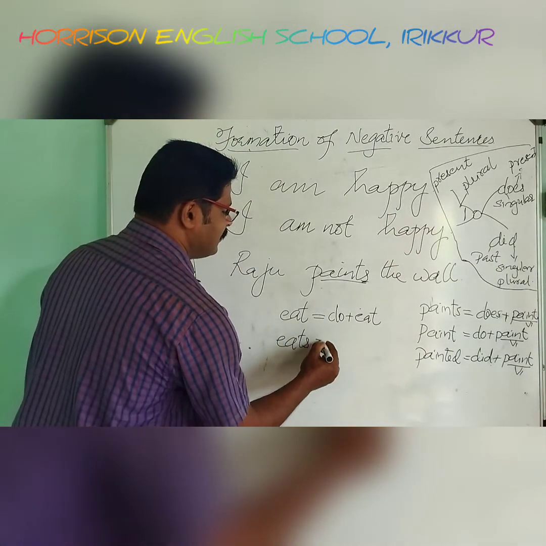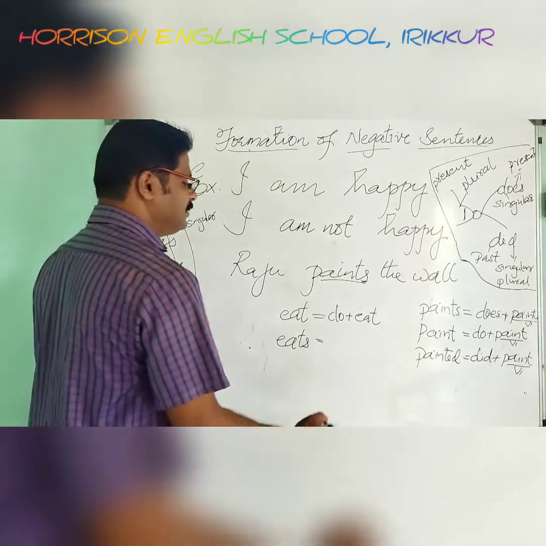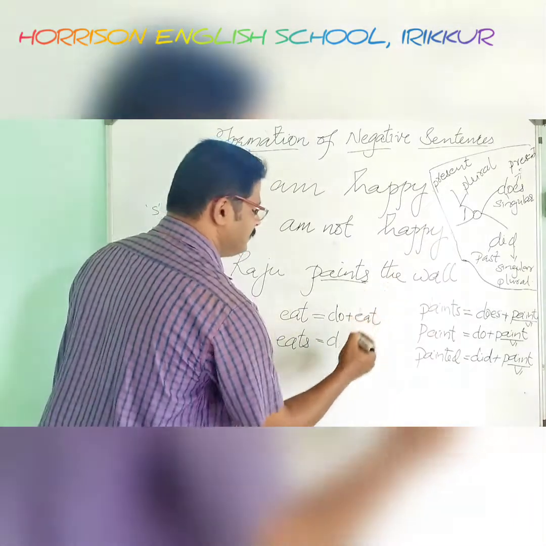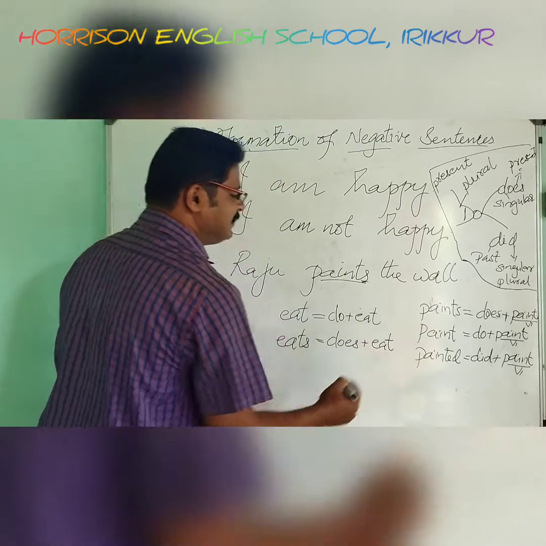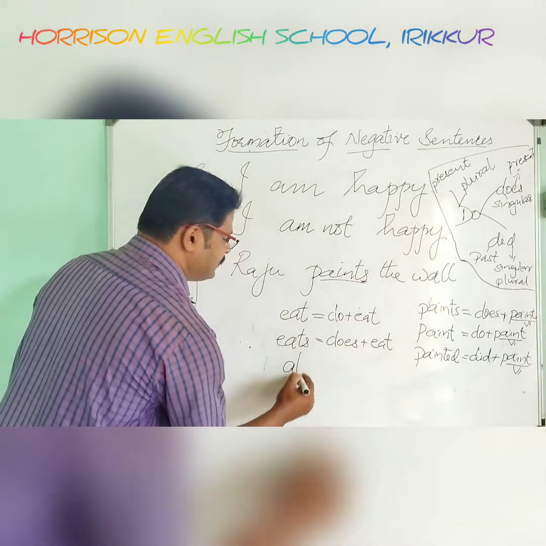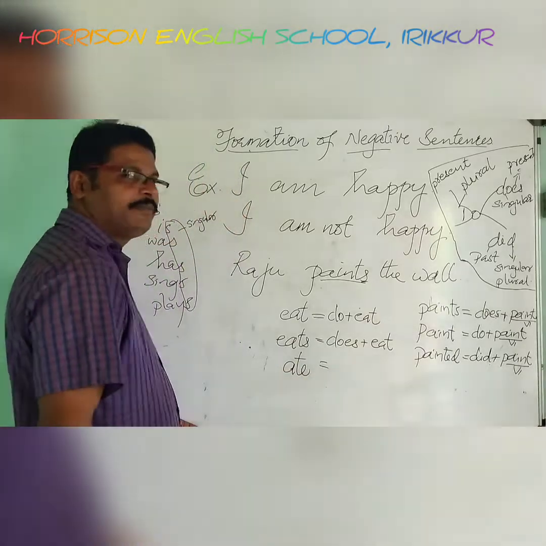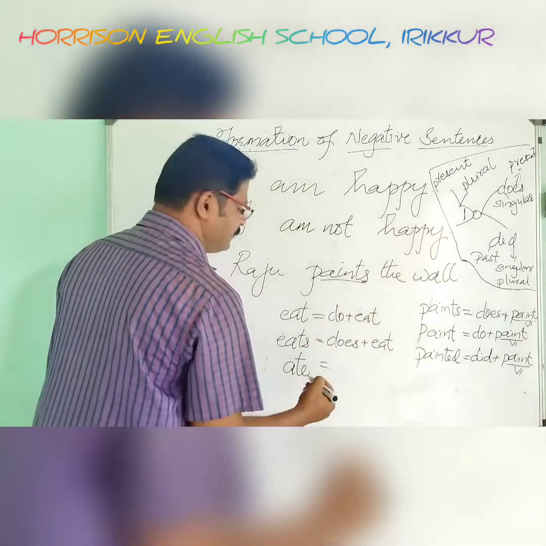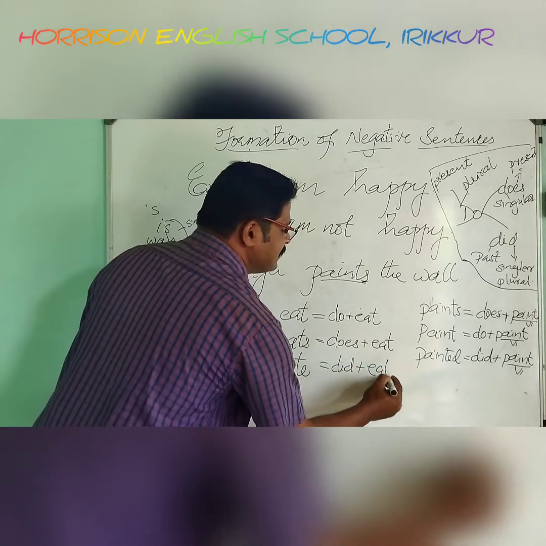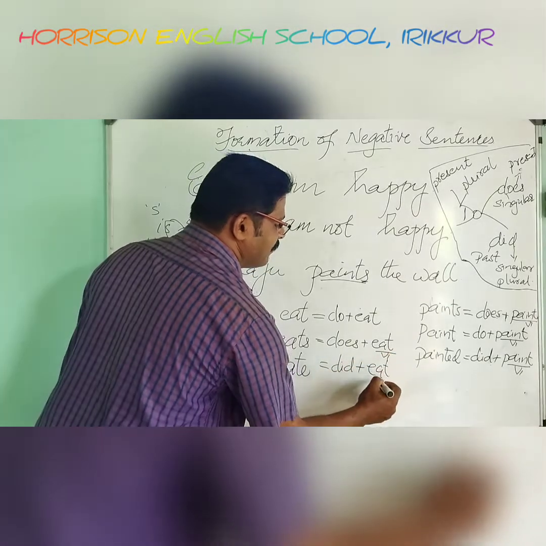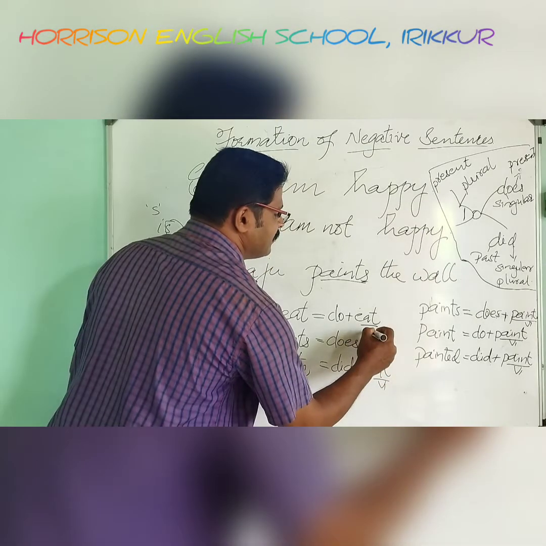Eats. Now, can you say eats? Yes, very good, S form. So the S form of do is does. Does plus eat is eats. And now we have ate. What is ate? Past form. So the past form of do, we have did. Did plus eat. So what we find here is the V1 form. That you should keep in your mind.